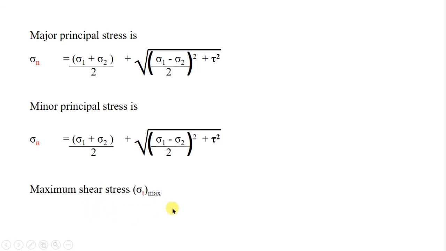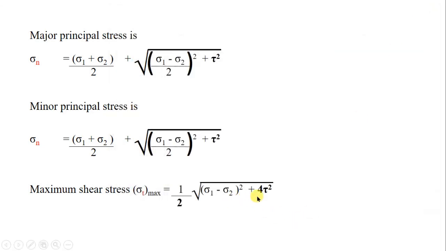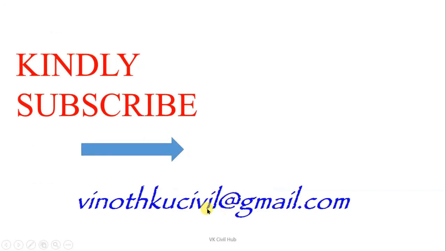Now what is your maximum shear stress? That is sigma t max. In case 2 we found it as sigma 1 minus sigma 2 by 2. This is a combination of 2 and 3, so it becomes half of square root of sigma 1 minus sigma 2 the whole square plus 4 tau square. Okay, so these are the formulas which we will be using for calculating the numerical problems. So in today's video, this is it. We will work out numerical problems in the next video, which is a combination of all the 4 cases.